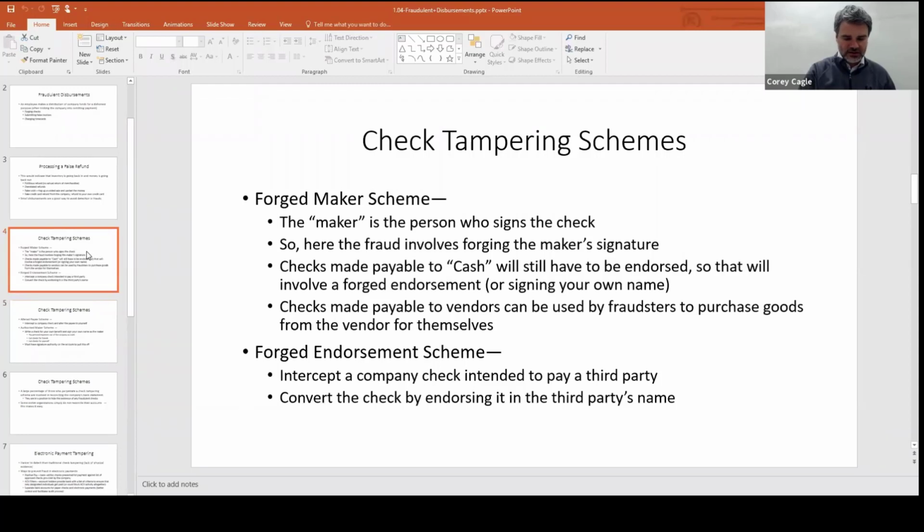And you will definitely get test questions on those, usually an example and saying what kind of scheme is this. So you just kind of have to read it carefully and figure out where the fraud takes place and put a name on it. It's fairly easy. Okay. Yeah, that's about it.